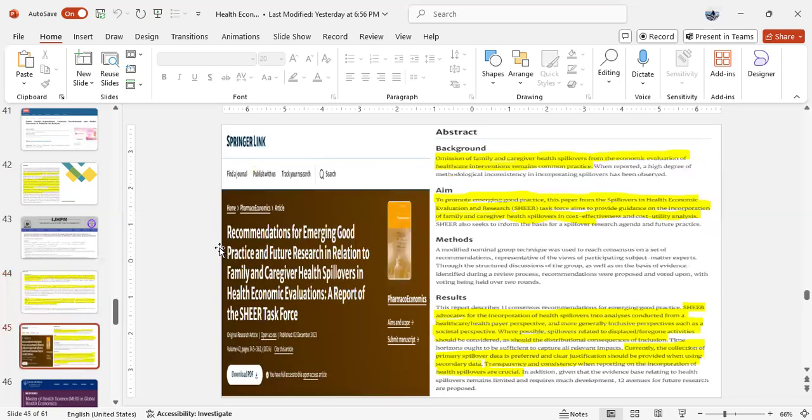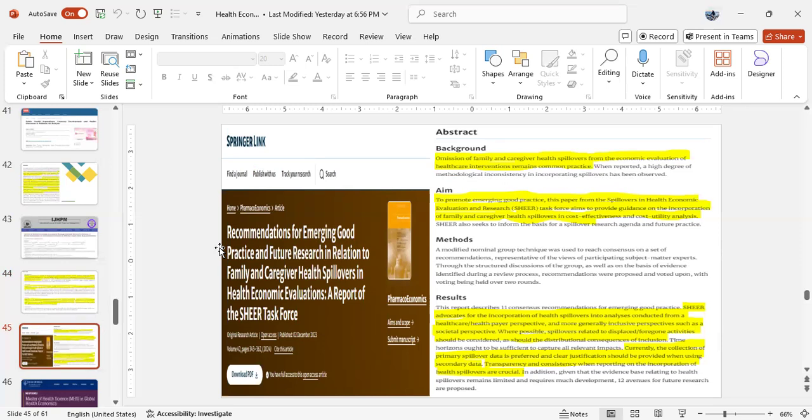Recommendations for emerging good practice and future research in relation to family and caregiver health spillovers in health economic evaluations: a report of the SHEER task force. Omission of family and caregiver health spillovers from the economic evaluation of healthcare interventions remains commonly practiced.